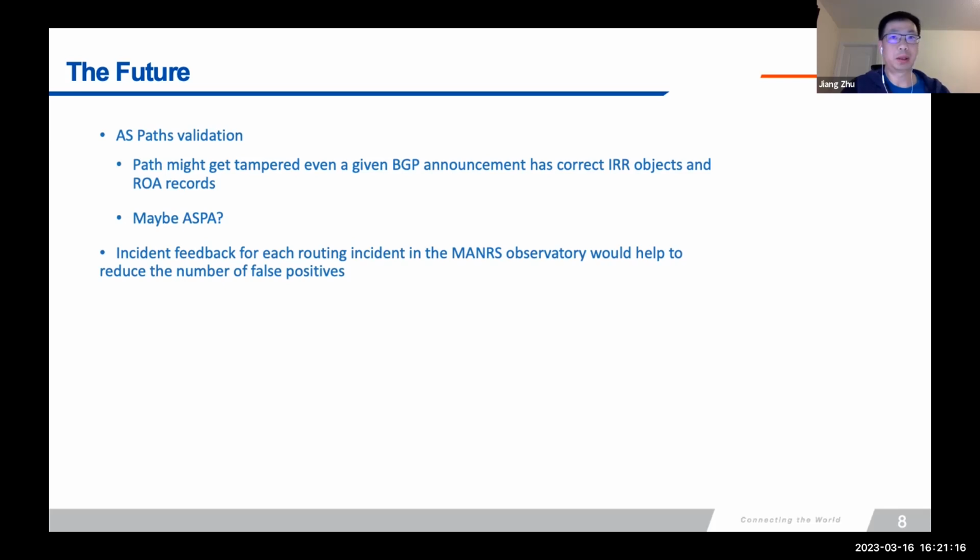And last but not least, I'd like to mention this incident feedback might be quite important as well. From CT's perspective, some of the incidents are false positive, which means a legitimate BGP announcement is marked as a routing incident. Inside the MANRS observatory, there's a little chat box, and besides the incident, you may write your comment to comment if it is a legitimate update, and you may even provide more detail about this incident. It will help to reduce the number of false positive incidents.